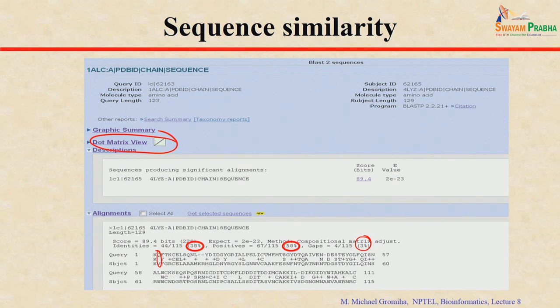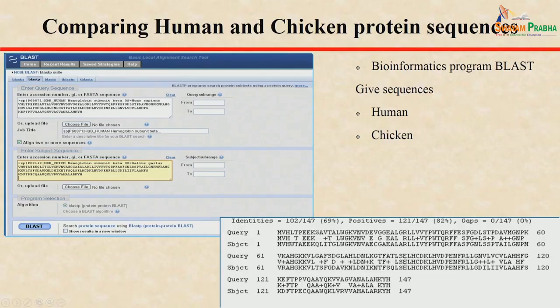Okay, we did the dot matrix and we found some matches. How far are they similar? What percentage are this human and chicken hemoglobin similar? So what to do? Do BLAST. Here you give the first human sequence and the chicken sequence. Now view the alignment. What is the identity? 69% identity and the positives are 82%. They are completely aligned without gaps, right. So this is the sequence identity between human and chicken protein sequences.